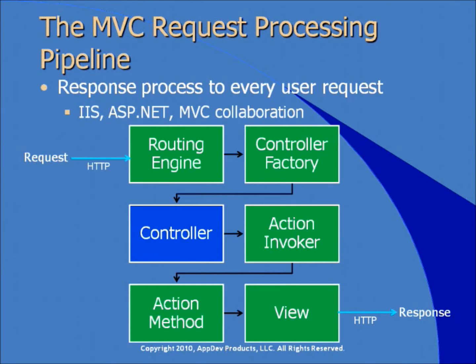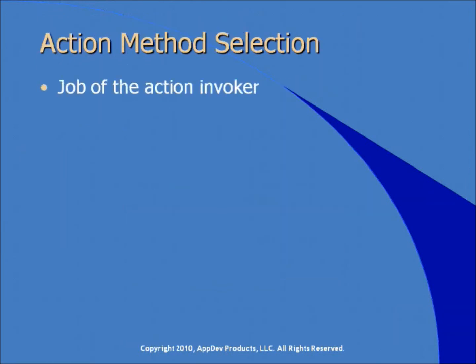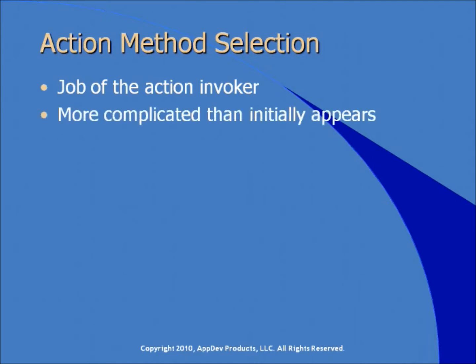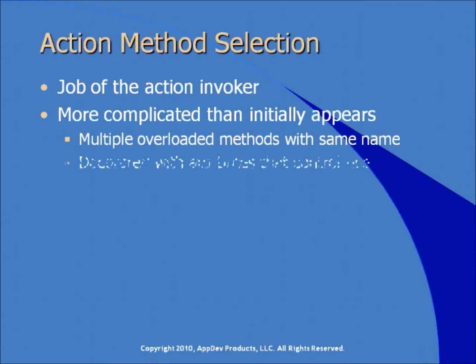from all of the possibilities. Now, the primary job of the action invoker is to select that appropriate action method. So it really can be more complicated than it might appear. There could be, as I mentioned, multiple overloaded methods with the same name. Those various overloaded methods could be decorated with attributes that control its use.